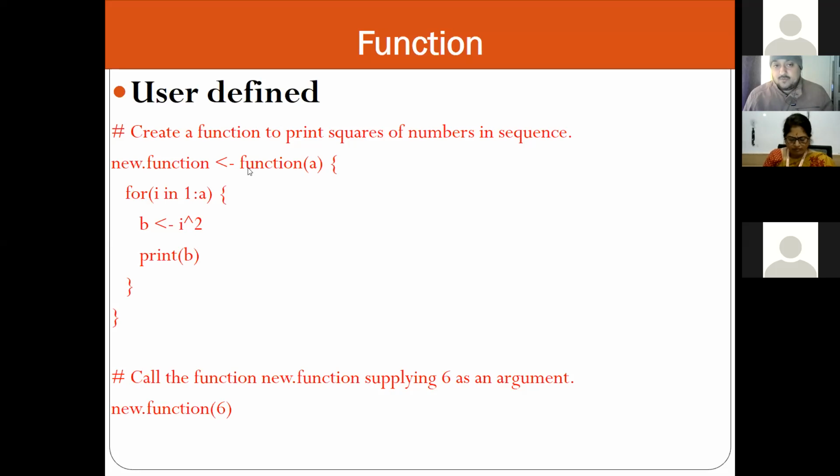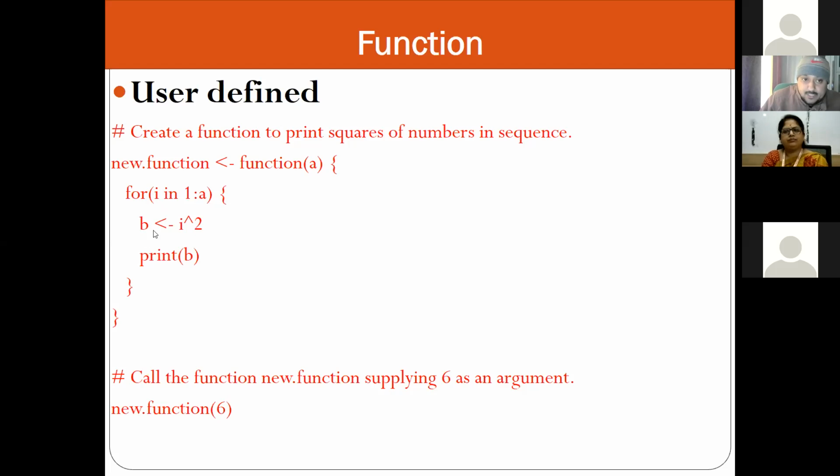Then you have the assignment operator, and then function(a). You have to find the arguments, either a, b, c, d, whatever arguments you need. But we mentioned that you have to create a function to print the square of the number in a sequence. Then within that you put the loop. Either you apply while, repeat, or for; here we write for i in 1 to a. Here i is used because i is in a vector, and it starts from 1 to a.